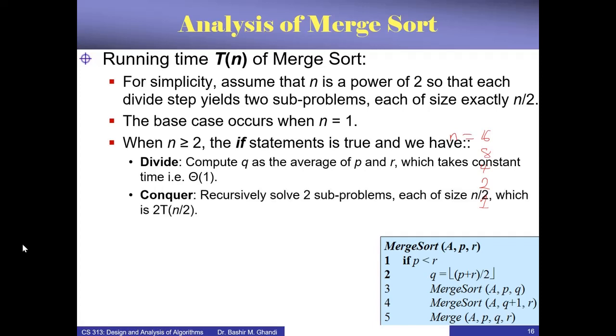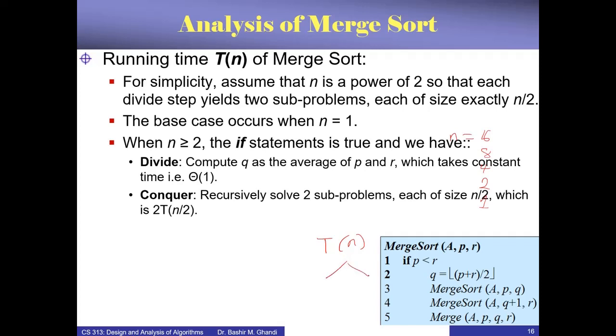Next, we do the conquer aspect. In other words, we're going to recursively solve the two parts of the problem, one from P to Q and the other one from Q plus 1 to R. So the question is, what is the running time of these two parts? Here you have to do something a little clever. You're going to say, okay, assuming the running time of the original problem is T of n.